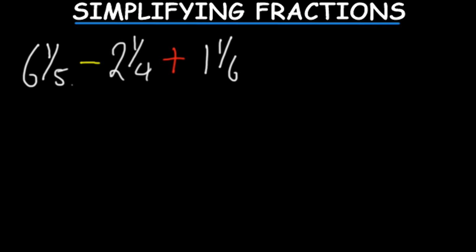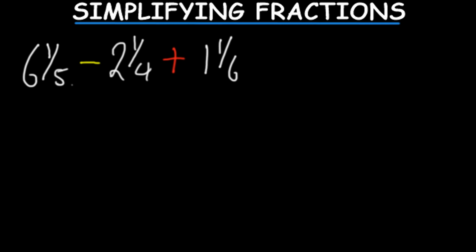So here is an expression. The type of fraction that this particular expression is known as is a mixed fraction. In order to simplify this, we need to change it to an improper fraction by multiplying the whole number with the denominator, adding it to the numerator, and writing out whatever you have. So let's convert it first.